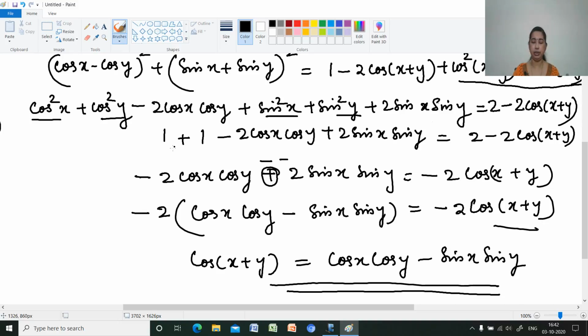After learning this, the remaining you can just rearrange. You can replace plus y by minus y and you will get cos of x minus y. So the first one we have to derive and study, and the remaining we can get by replacing the values of x and y to find the other trigonometric identities. Hope you understood how cos of x plus y is equal to cos x cos y minus sin x sin y. Remaining we'll do in the next video.